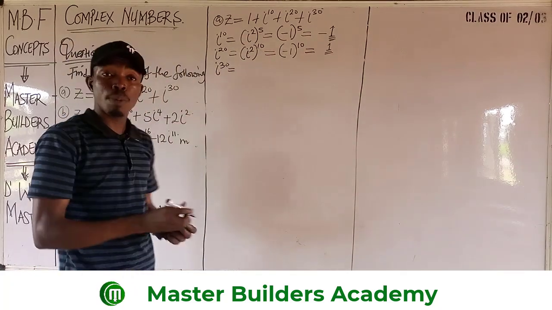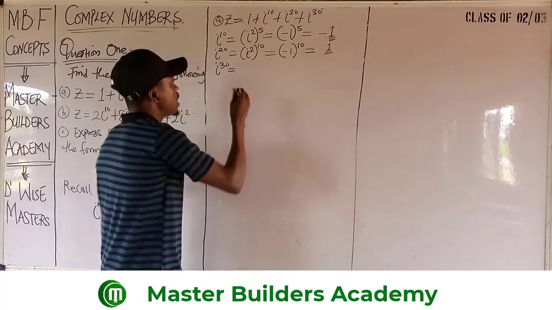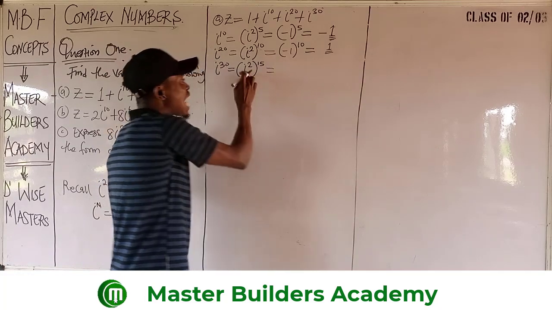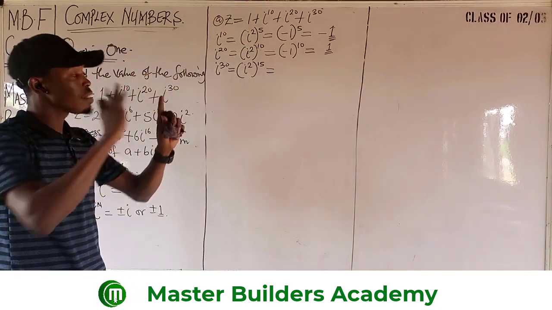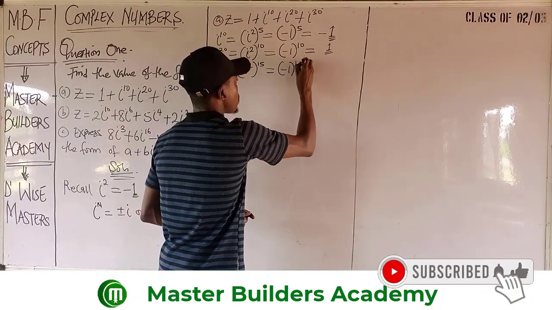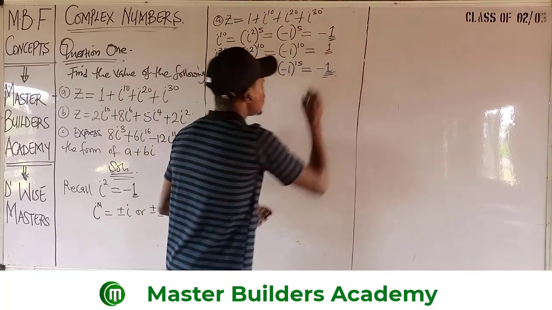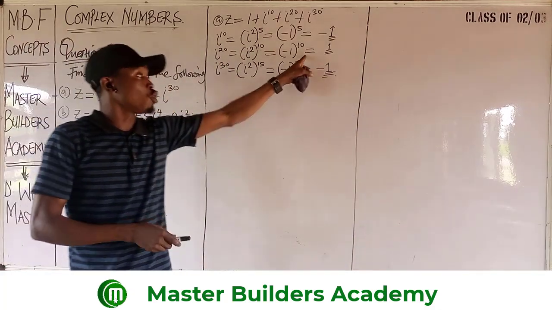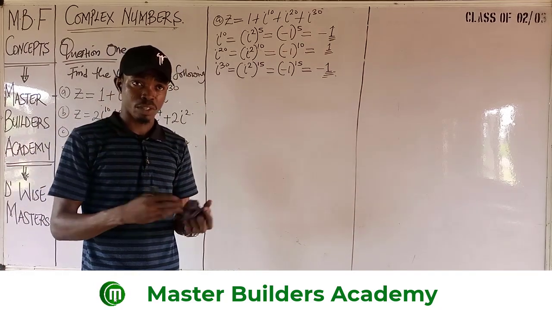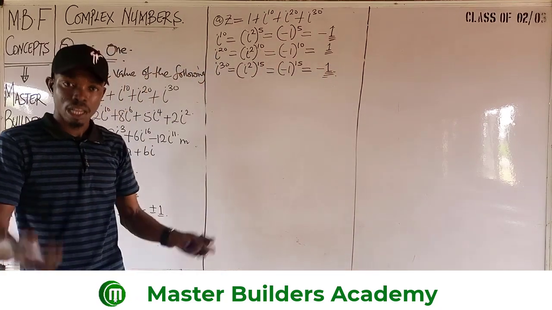Then finally we have i raised to the power of 30. 30 divided by 2 will give us 15. Then we have i raised to the power of 2 raised to the power of 15. And then i raised to the power of 2, guys, is -1. Then we have -1 all raised to the power of 15, and this is equal to -1. Remember, when -1 is raised to the power of an odd number, the outcome is -1. You can confirm this with the help of your calculator. If this is clear, guys, all we need to do now is to substitute these values here, and then we simplify. That will be the answer.